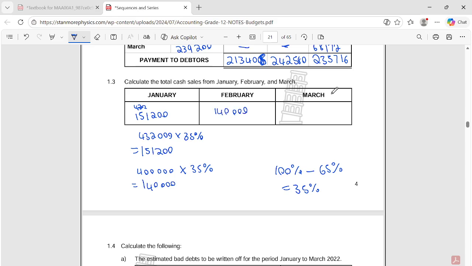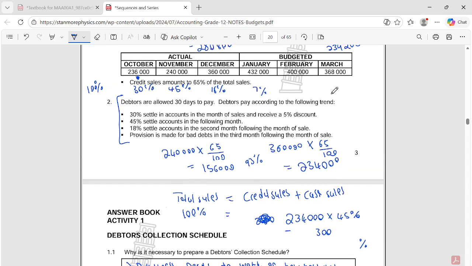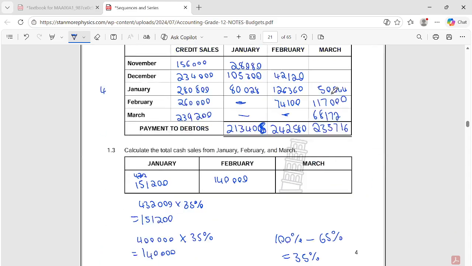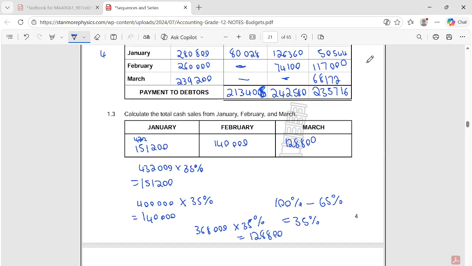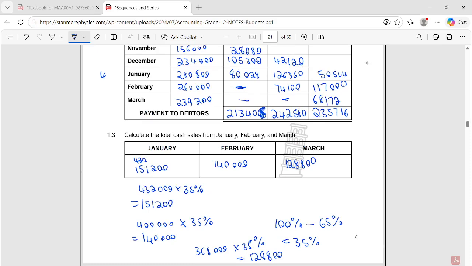And then what about March? I'm going to March here, which is 368. So I'm gonna say 368,000 times 35%. So 368 times 35%, I'm getting 128,800, right?